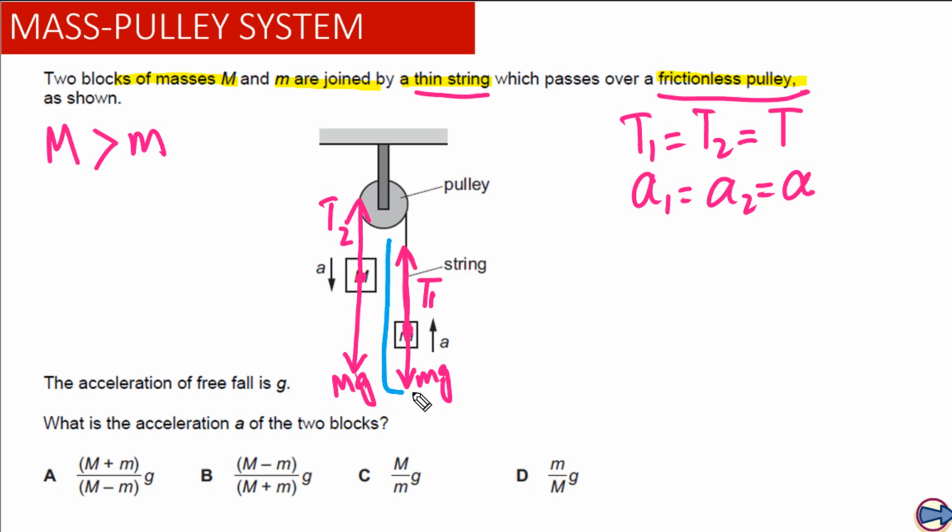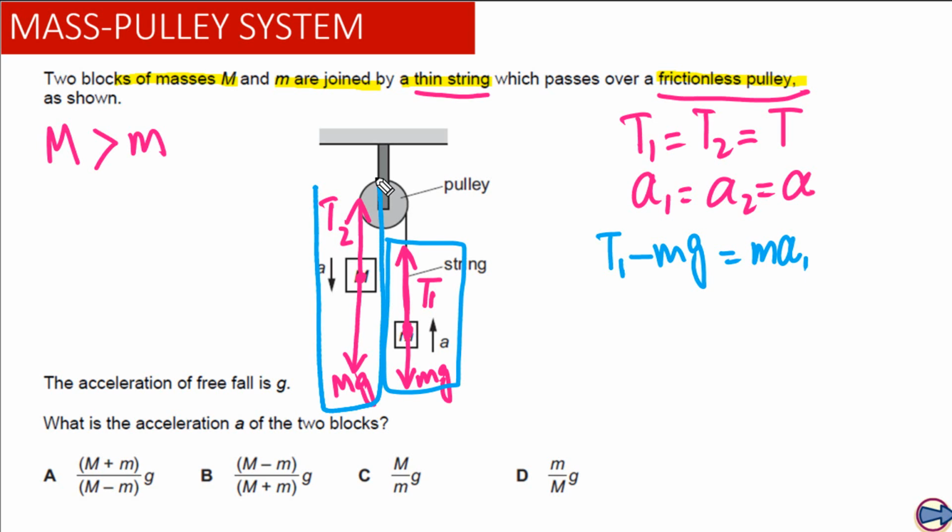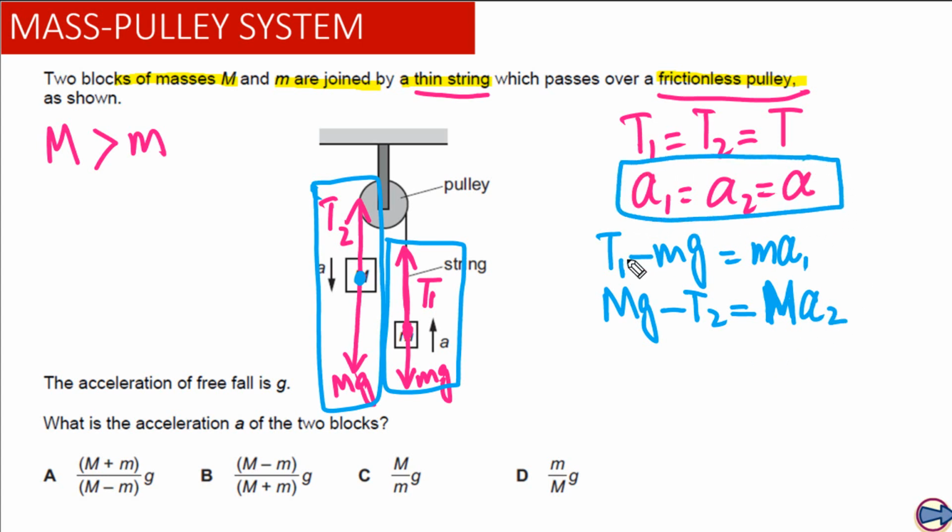For the small mass, as the upward force is greater, we can say T1 minus mg has to be equal to m times A1. And for the bigger mass, we already have the free body diagram, so we can write down the resultant force. This is Mg minus T2, meaning Mg is greater than T2, and this has to be equal to capital M, the mass of that block, times the acceleration A2. As we understand, A1 is equal to A2, and T1 is equal to T2.